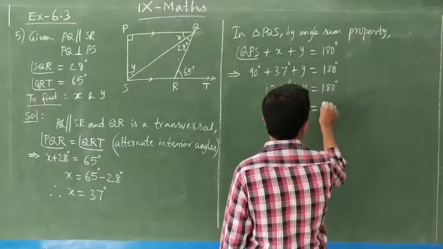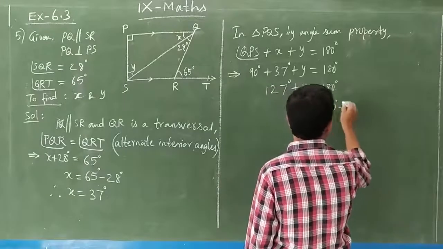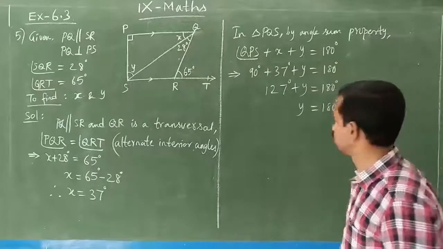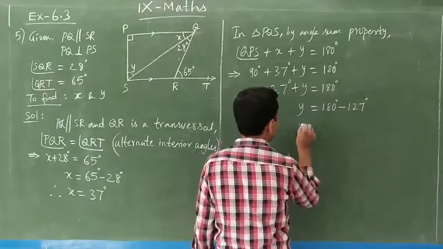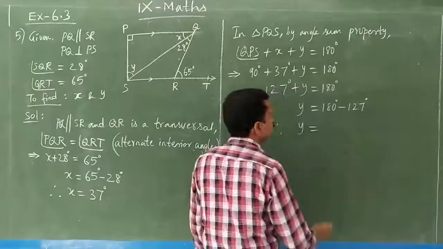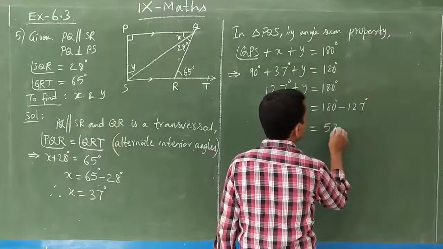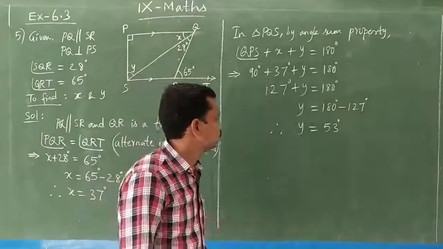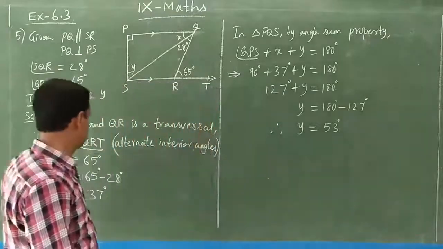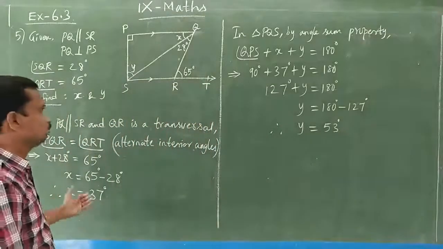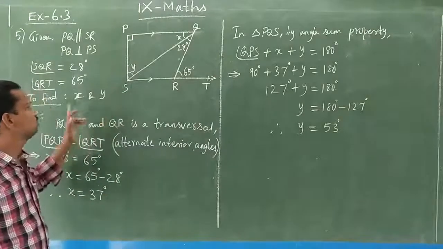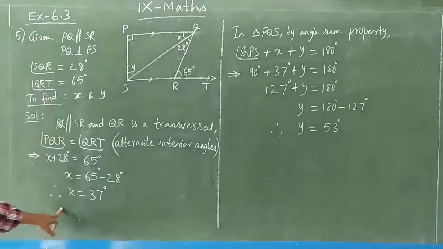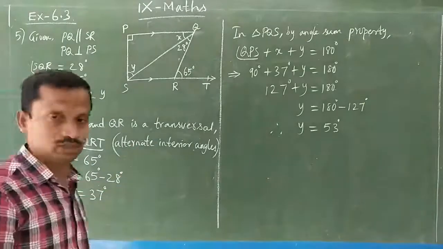So Y equals 180 minus 127. So now therefore Y is equal to 53 degree. Am I right? So this is the way to find the answers for the given question. X and Y they are asking, and we found the angle measure of both X and Y. And the next, question 6.